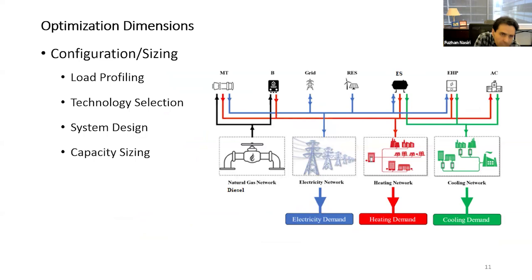Going into more engineering type optimizations, we do have decisions to make in terms of configuration and sizing. So what technologies to choose, at what capacity, and that needs to be in line with the profiling of the load, so what is the energy demand. And even if you select the technologies and come up with the capacities, how are they going to be connected? So what are the energy flows between these technologies? So this is system design.